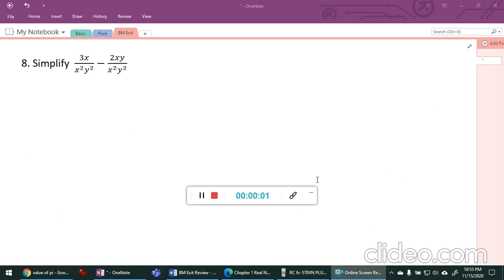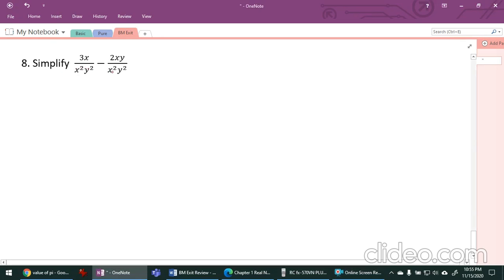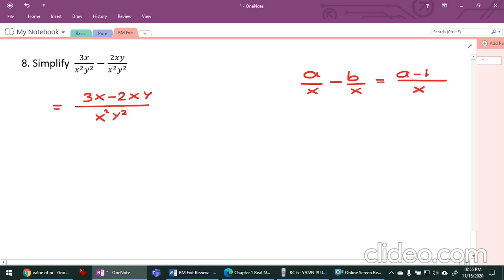Question number 8 is simplify. Here you can see that x square y square is there down, here also x square y square down. So I can take x square y square common, then you have 3x minus 2xy. Why? What is the rule? If you have a by x minus b by x, see here also x, here also x, then you can write only one x down and on top a minus b. Same thing I have done here. So x square y square I will write only one time, then up 3x minus 2xy.